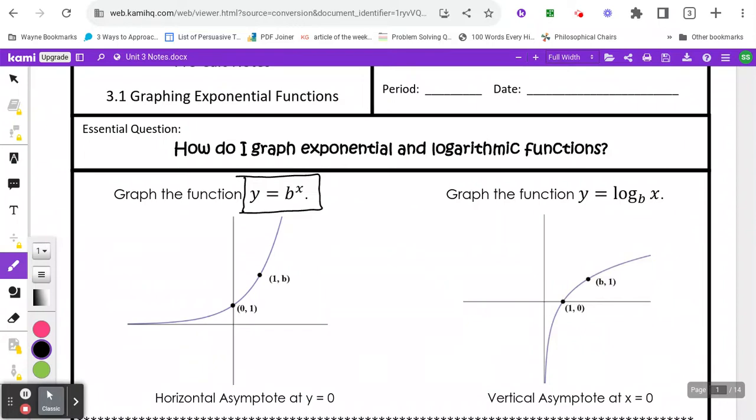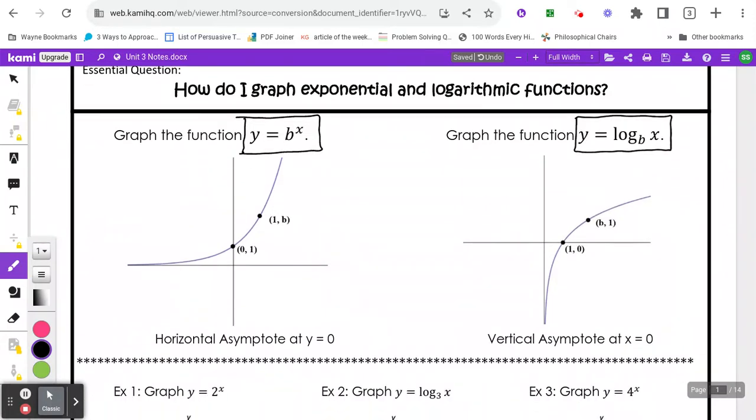Logarithmic functions, or just logs for short, look like this. They will literally have the word log in them and then a little base number at the bottom. It's kind of like the opposite position of an exponent.